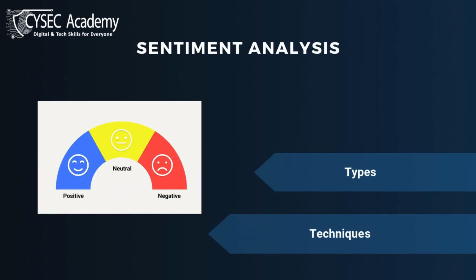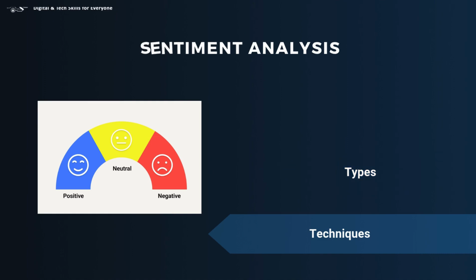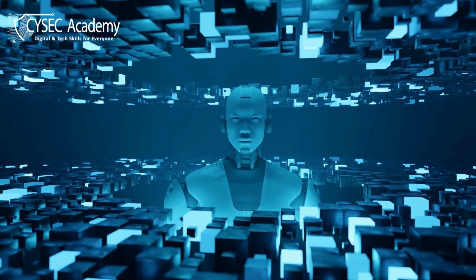Sentiment analysis. In sentiment analysis, we have key components that make the process effective. Types. Sentiment analysis can be binary, positive/negative, multi-class, positive/negative/neutral, or fine-grained, e.g., happy, sad, angry, depending on the level of emotional detail needed. Techniques. It uses rule-based methods, e.g., sentiment lexicons, machine learning models like logistic regression and SVM, and deep learning approaches such as LSTMs and transformers to detect sentiment in text.